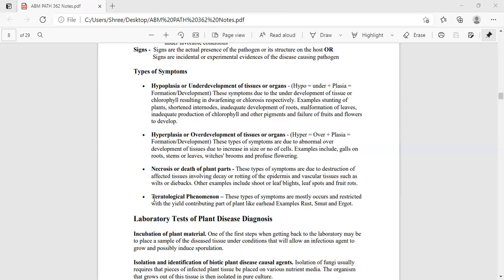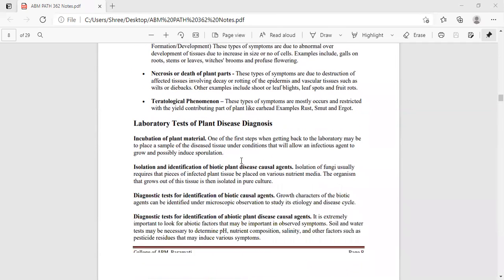And the last type of symptom is teratological phenomena. These symptoms mostly occur and are restricted to the yield contributing parts, that is, the earhead, pods, or bolls in case of cotton. This teratological phenomena involves rust, smut, and ergot, because they cause infection to the yield contributing parts, that is, earhead, pods, and fruits. So this is about the 4 types of symptoms: hypoplasia, hyperplasia, necrosis, and teratological phenomena.